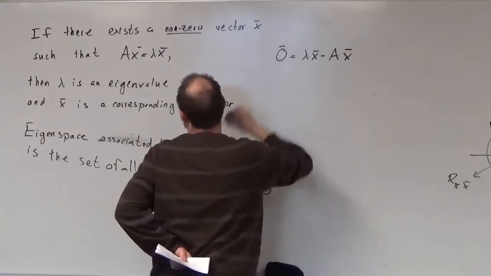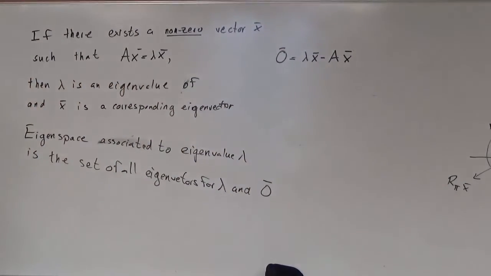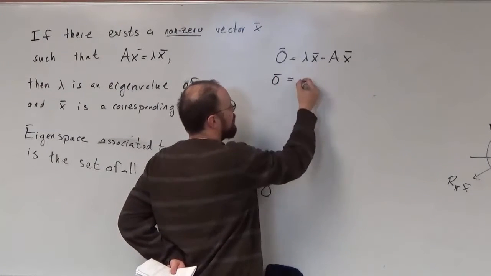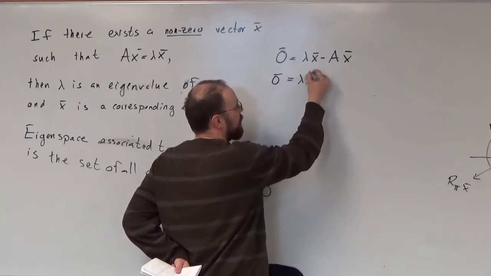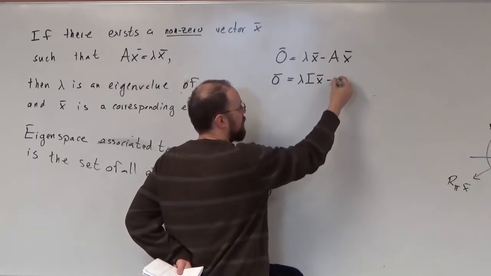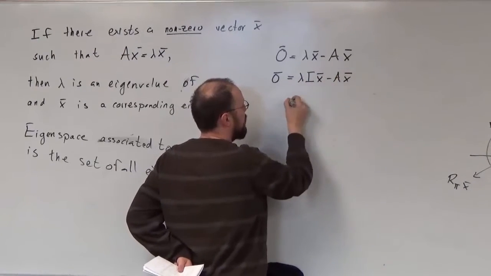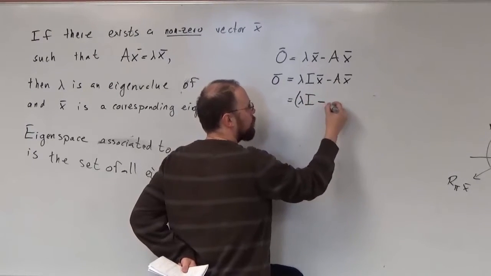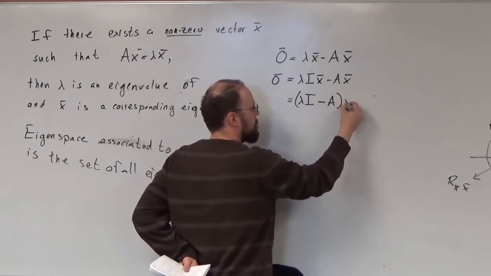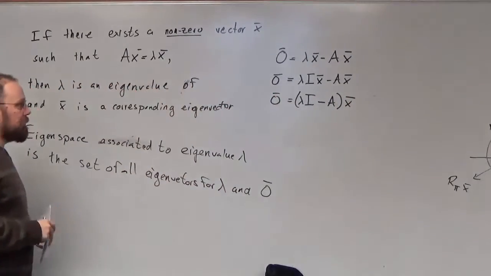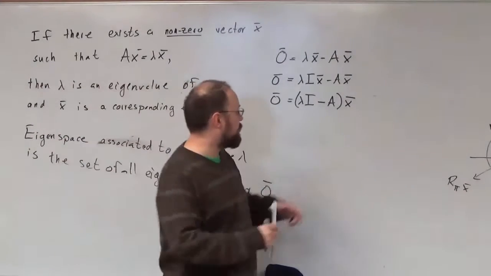And that's the 0 vector. And then let's just insert an identity matrix here, so it's still identity times x, which is x, that doesn't change anything. And then factor out the x. All right, so now remember that x is a non-zero vector.